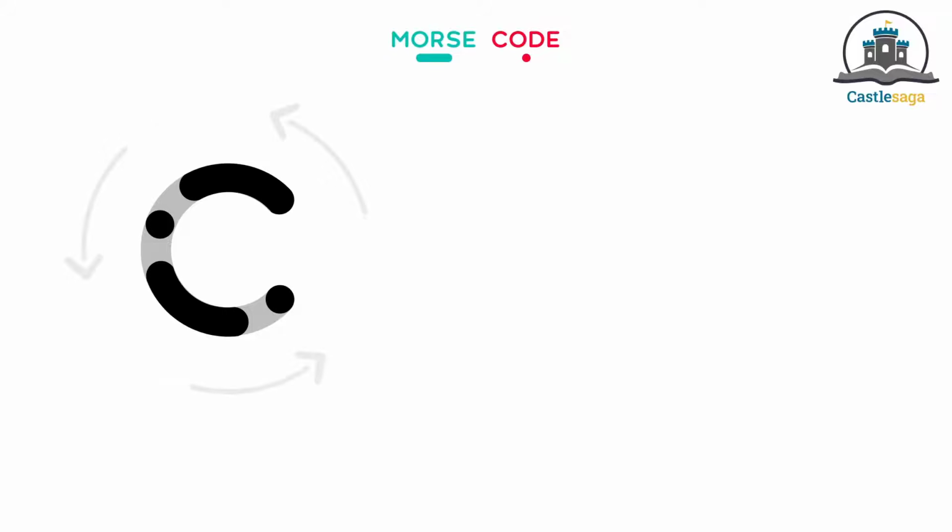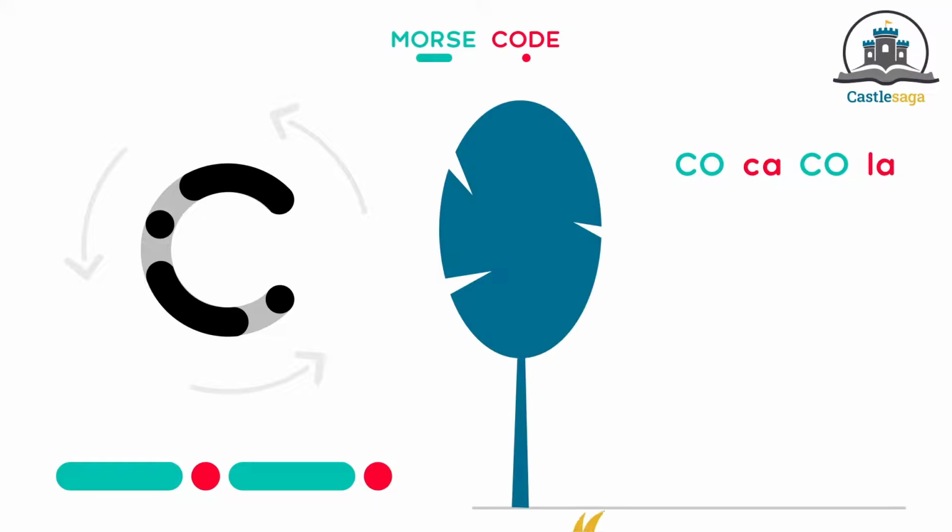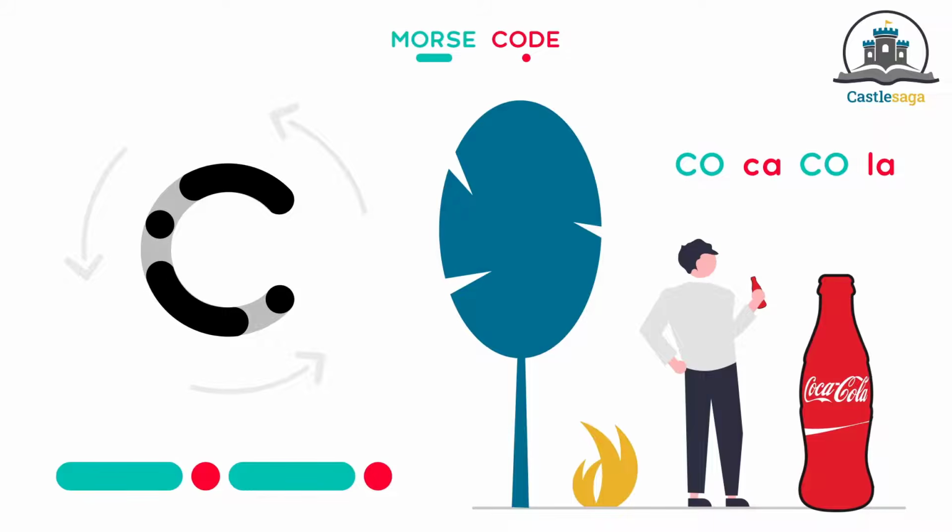Next, C. C is dash, dot, dash, dot. Again, remember, it's counterclockwise, so, da, dit, da, dit. And the word for C is co-la. We all know Coca-Cola, right? So, it is Coca-Cola, Coca-Cola.